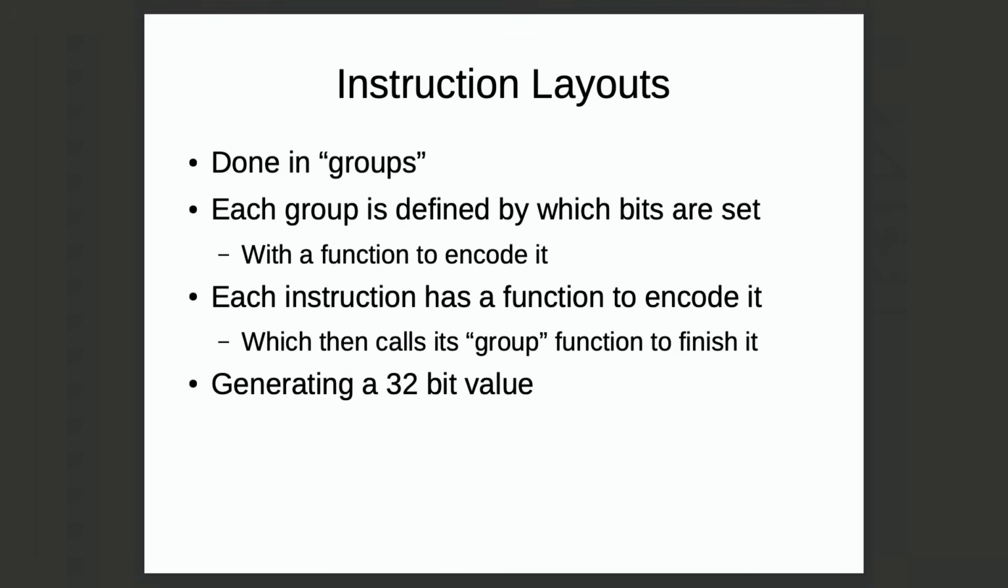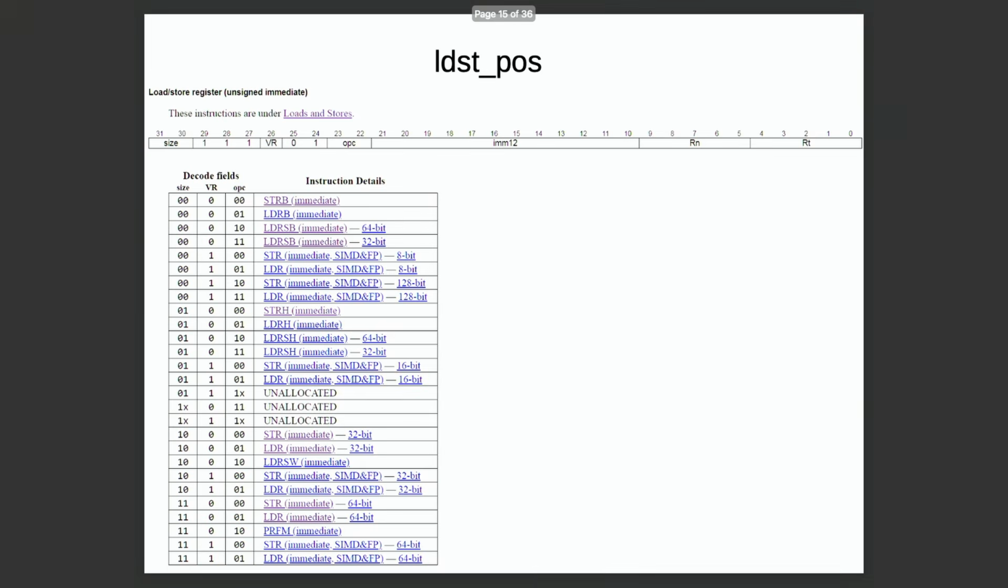Fortunately, it's divided up into groups, which have a specific bit pattern. Those bit patterns have variable parts, and those are the individual instructions. So you have a tree that's 2 layers. There's the group and then the instruction. And the end result is generating a 32-bit value.